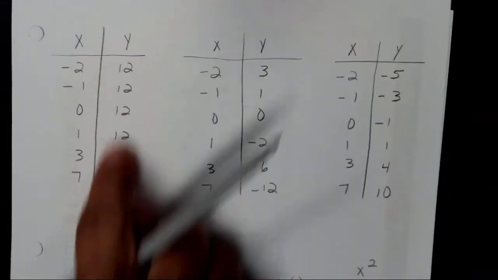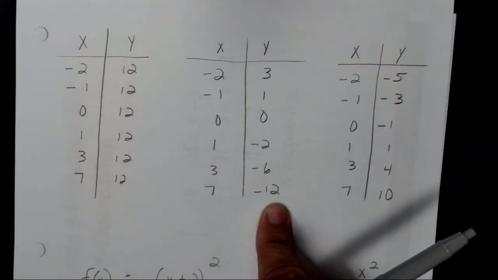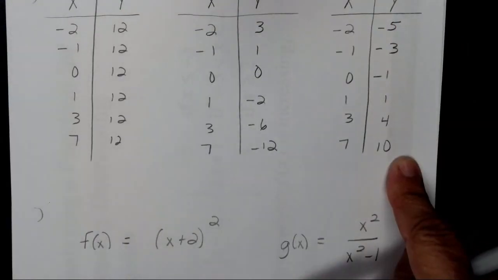Alright? So, what would we call this one? Y is staying the same. Constant. Y is going down, so decreasing. Y is going up, so increasing.